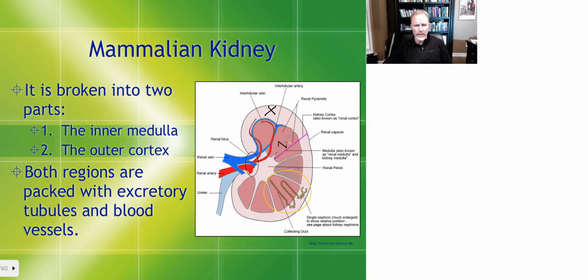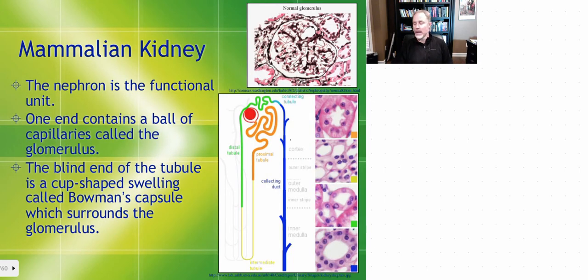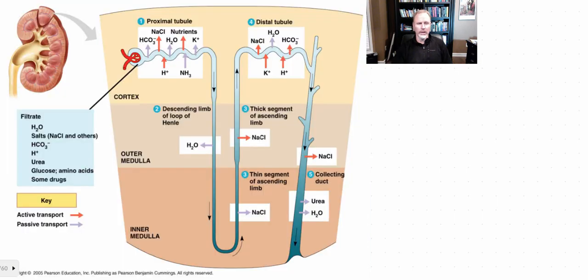The medulla is going to be on the inside. And these structures are packed with excretory tubules, blood vessels, that sort of thing. Okay. Now, as I said a few minutes ago, the nephron is the functional unit of the kidney. So this entire thing right here would be referred to as a nephron. And you've got this ball of capillaries here at the end, and that's going to be the glomerulus. You've got Bowman's capsule right here that's going to capture that filtrate. And then you've got a variety of other tubules that are associated with this.